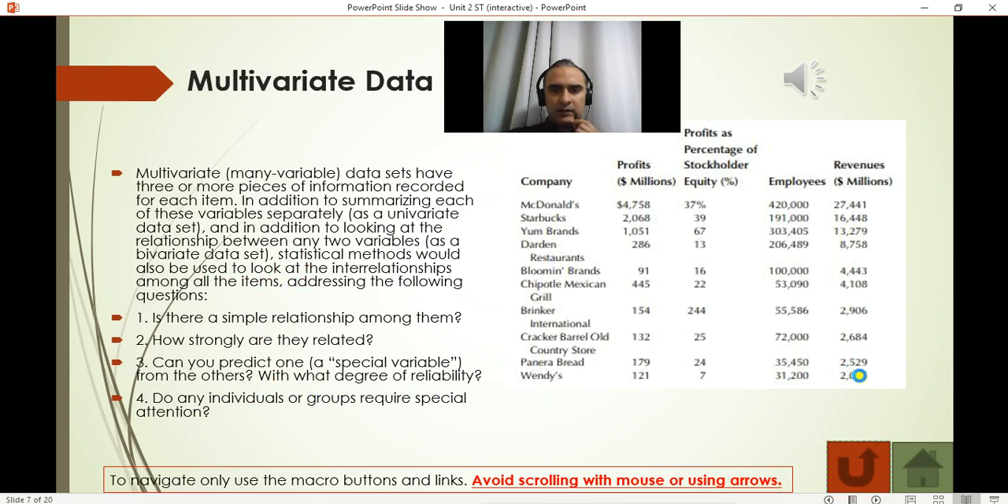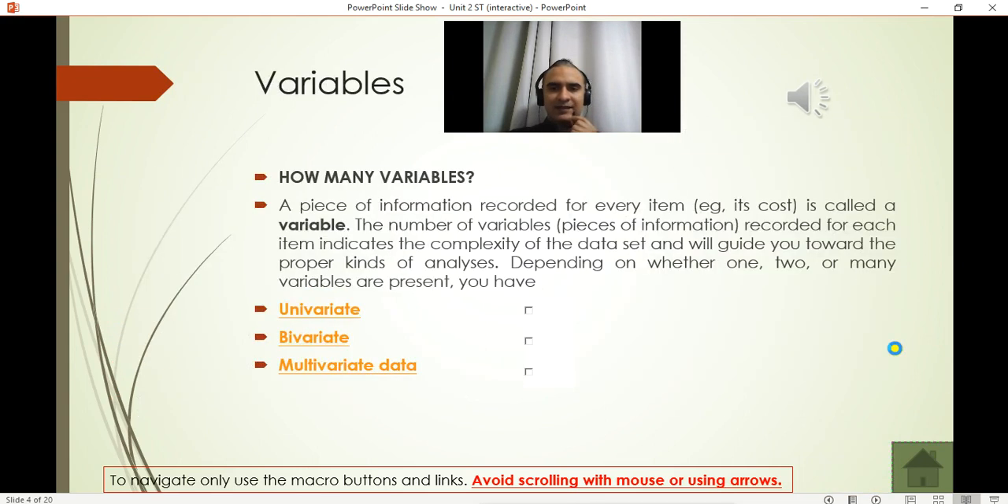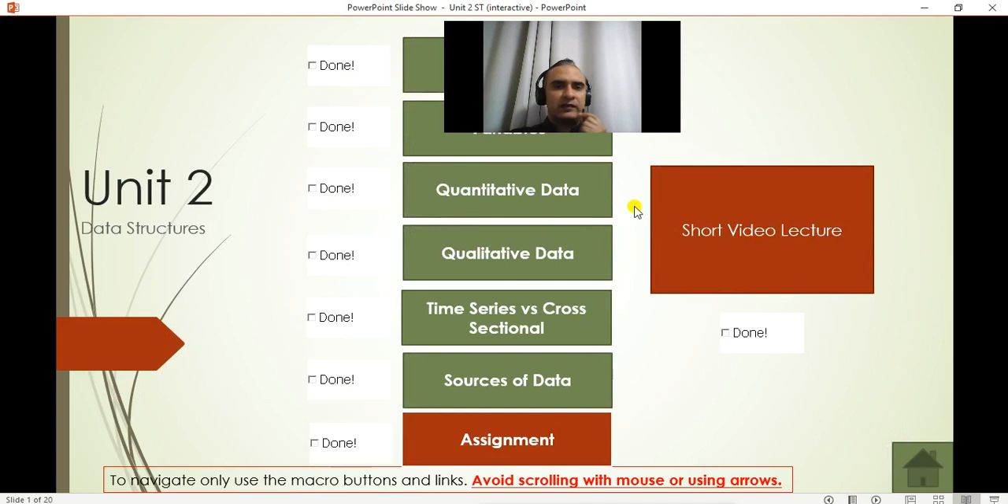Right? Let me go back. I got confused in my own slides. Anyway, I'm sure many of you also get confused with your own slides. Anyways, we go to quantitative data.